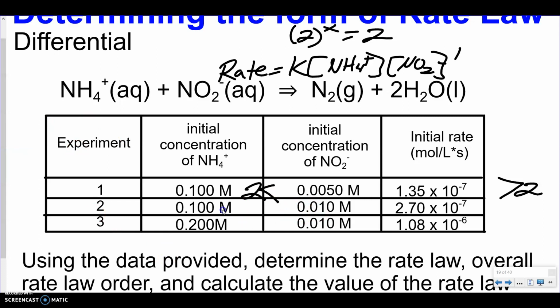Now we're going to do the same thing with the NH4. So we're going to look at these two experiments. Here, concentration is staying constant, but here, my concentration is doubling. If we jump over here and look at what's going on, we go from 0.01 to 0.01, so there's no change happening to NO2, which means if there's a change of rate, it's not due to this one, it's due to this one, which is going to allow us to determine our order for NH4.